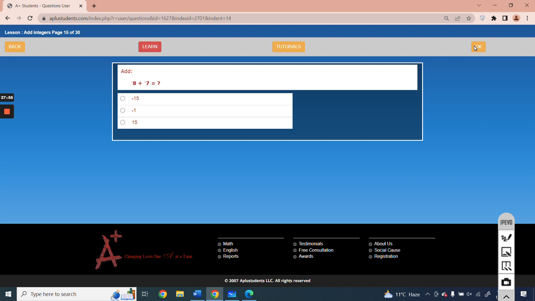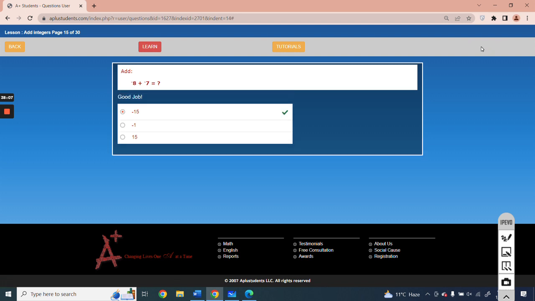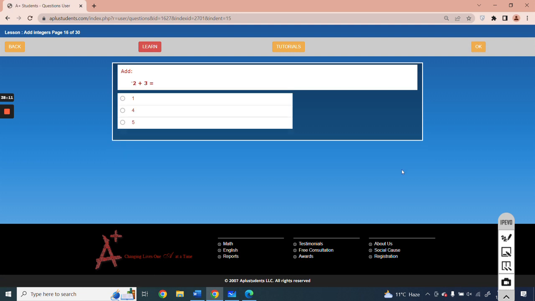Okay, negative 8 plus negative 7 is negative 15. Got it? You have to add them and you have to put a negative sign, so it will be negative 15. Got it? Okay, you can complete the test by yourself later today.